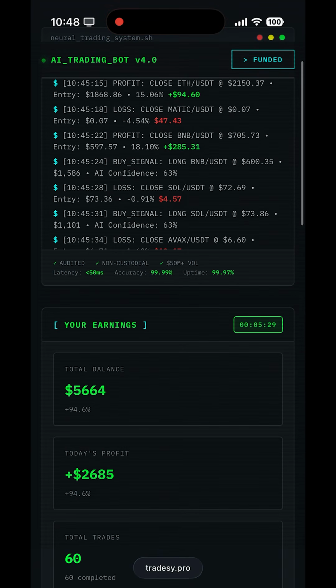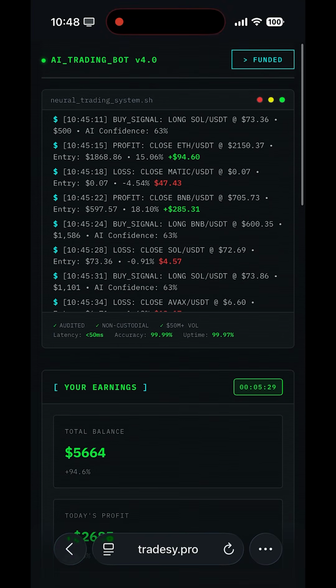Anyway, that's everything. Full USDT session from setup to withdrawal, results, the whole breakdown.